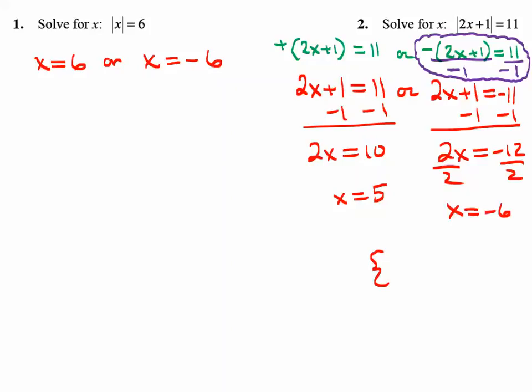The way the book writes the answers are like this. And some algebra textbooks always have the lower number first. So they'll say negative 6 comma 5. It doesn't matter, because these are called braces or sets. Doesn't matter what order they're in, but that's the way you'll see it in the back of the book.